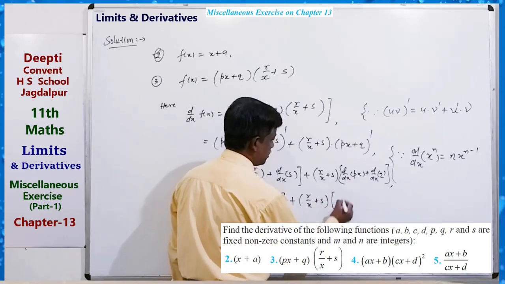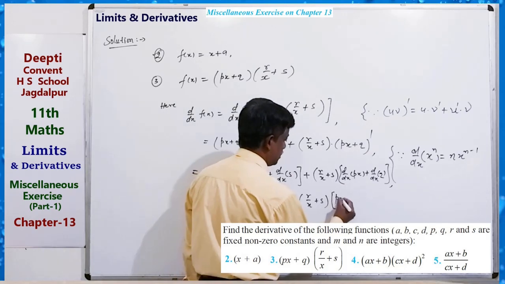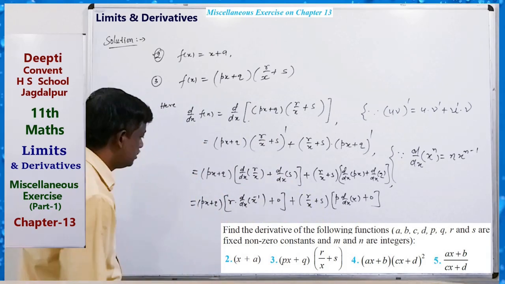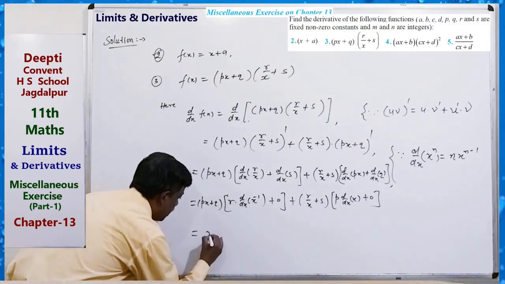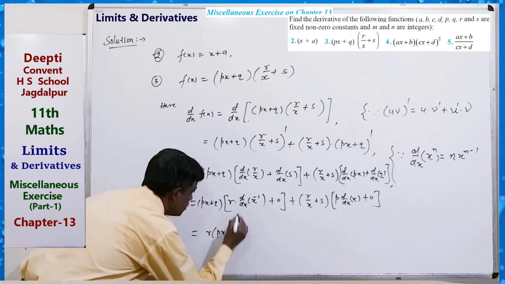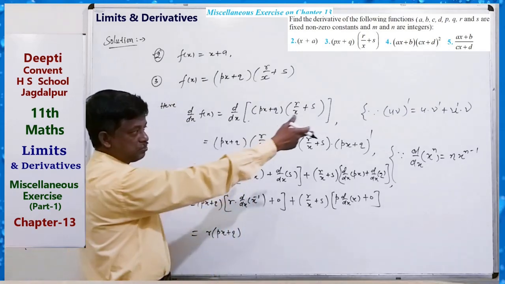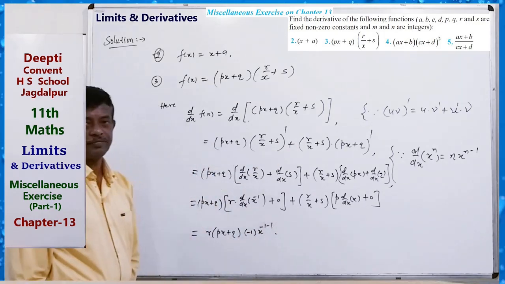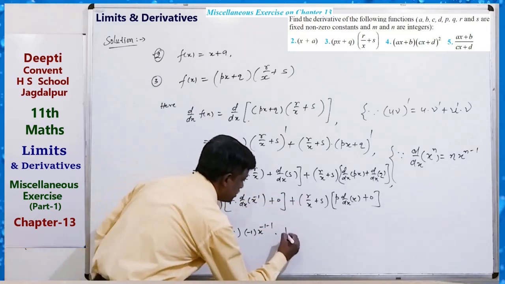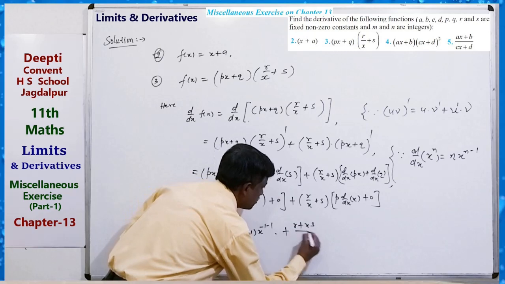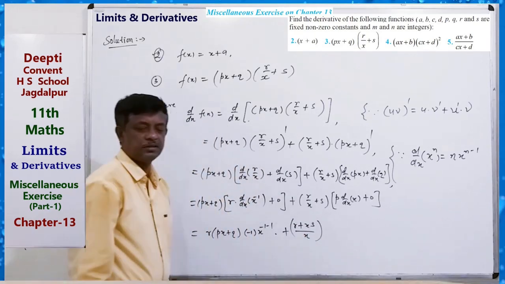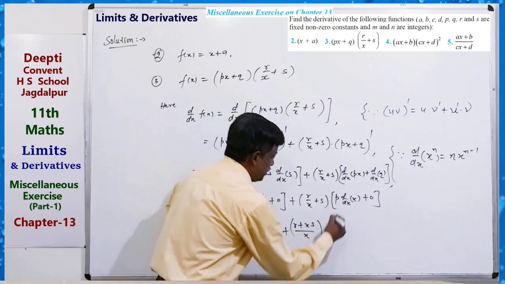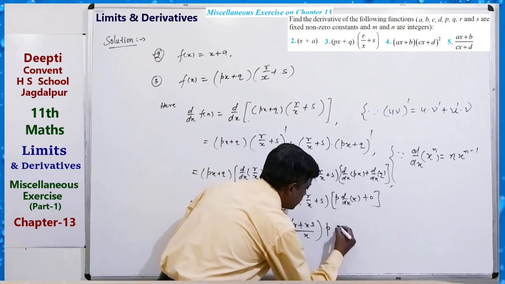Plus here (r by x + s). So here p is constant, so p outside, d by dx of x plus 0. Now (px + q) times x to the power minus 1. This formula can also be used. So minus 1 into x to the power minus 1 minus 1. This is the derivative. And here plus (r + xs) by x, just taking the LCM here. Here p is outside and x to the power 1.